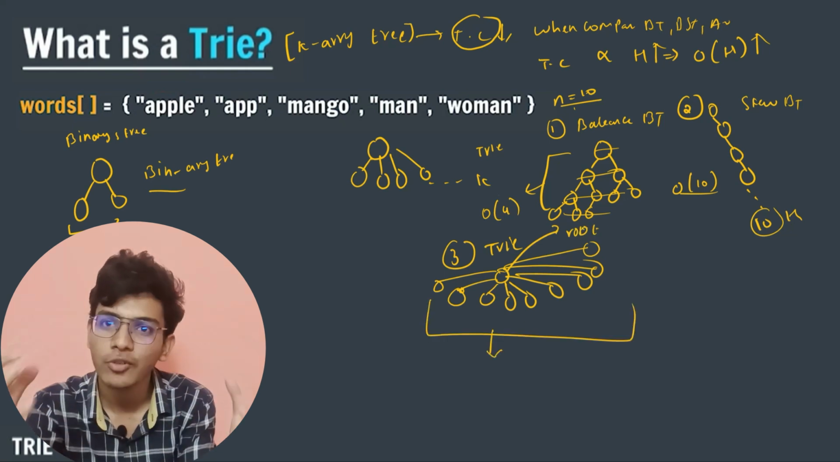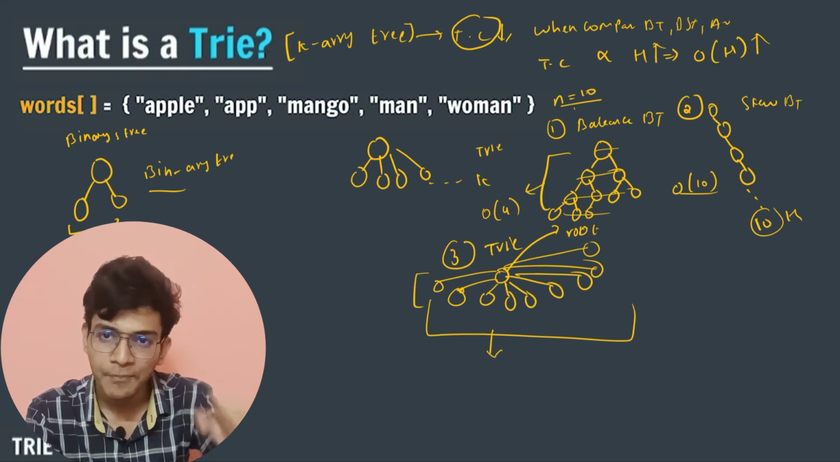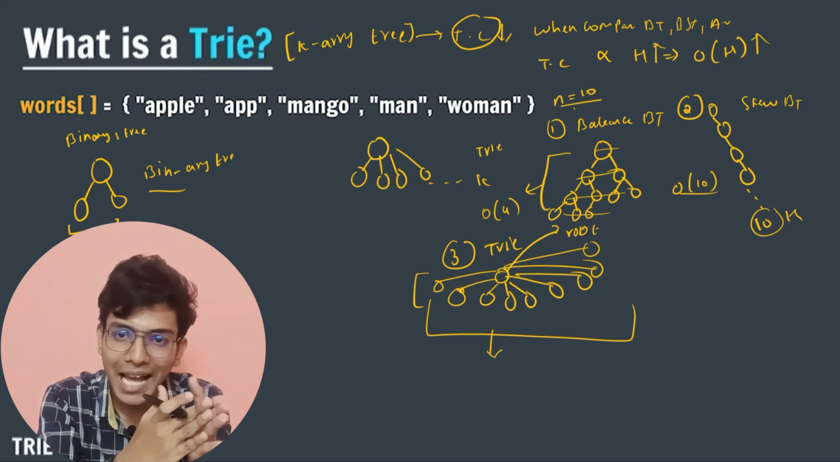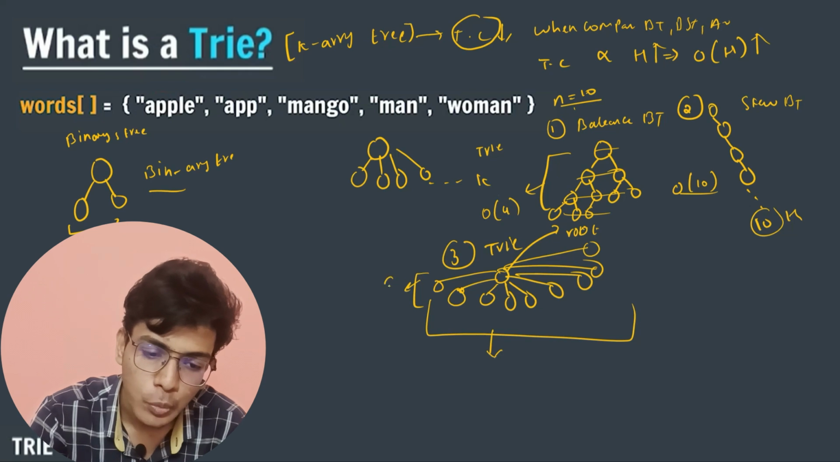So the total number of nodes in my trie will become 10. And what is the height of it? If you see, I have a root node and this root node has 9 children. So the time complexity of this will become O(1).